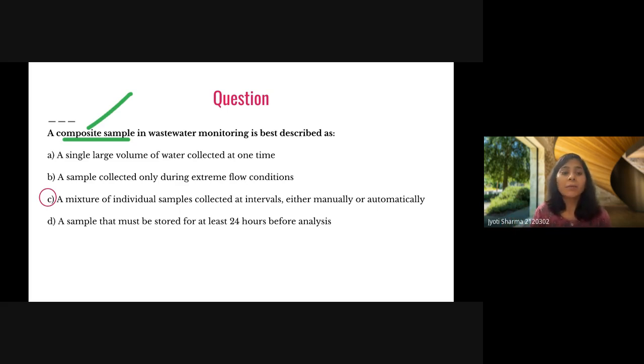Because it may be that on one day some industry has released a lot of pollutant in the water, so this will not give you a representative sample, right? Representative will be when every day, or let's say for 10 days continuously, at that particular time or at different times, you are collecting the sample and then mixing it. So the composite sample will be whenever you are mixing the individual samples that have been collected at different intervals, and it can be done manually or automatically. So this will come under composite sampling.